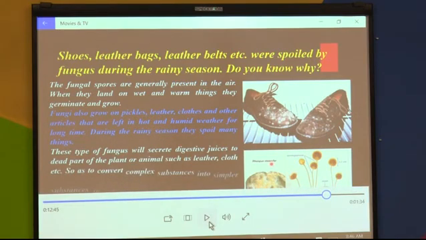Suppose there is hot temperature and humidity in the weather, then what happens? We can see this type of fungus growing on different types of things, and also on food, such as pickles or bread, as I told you, and some other food substances also. This type of fungus secretes digestive juices onto the dead part of a plant or animal, such as leather, cloth, etc.